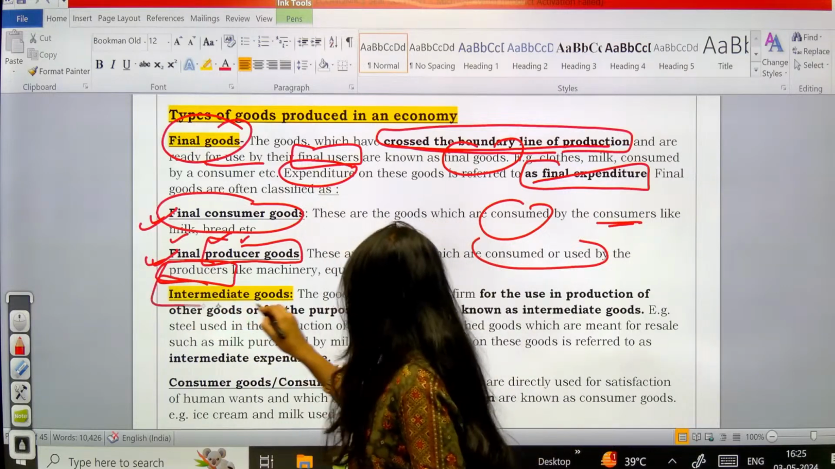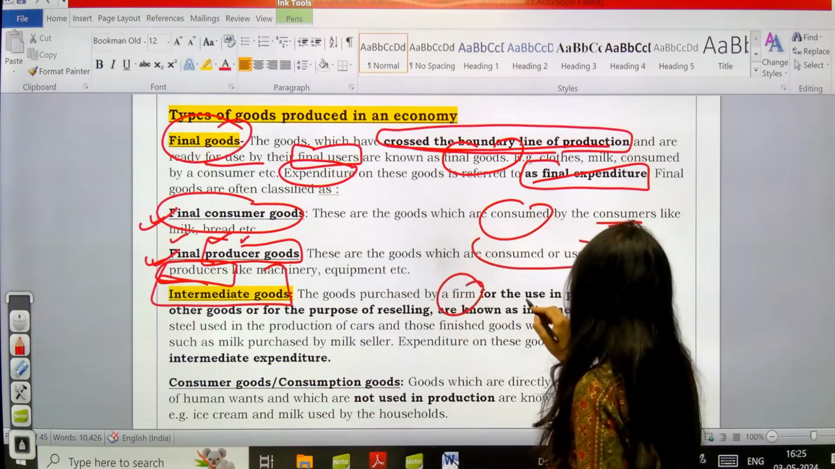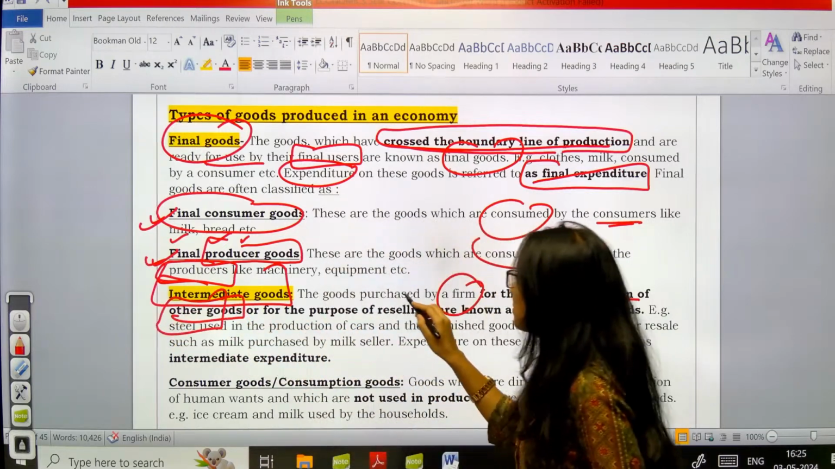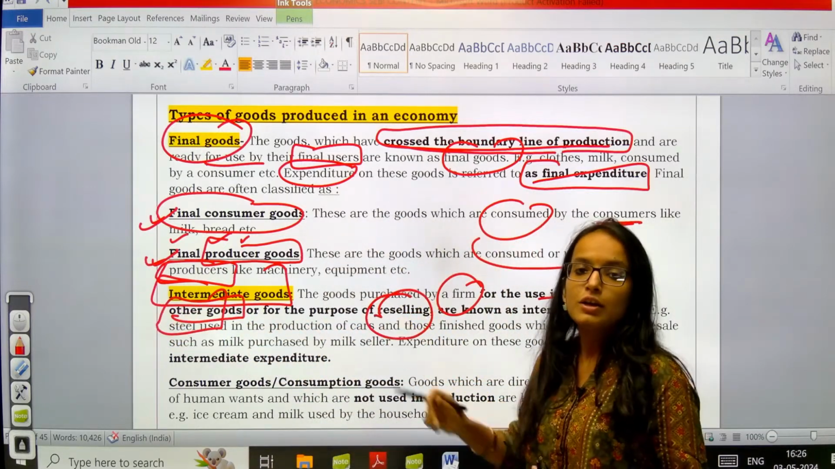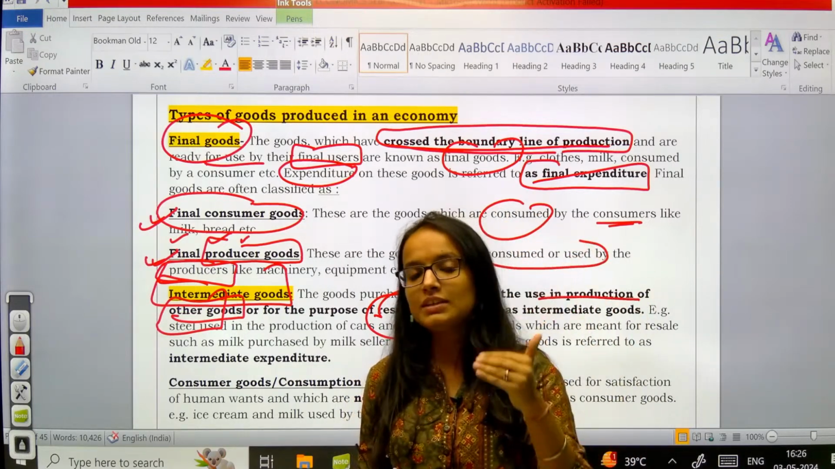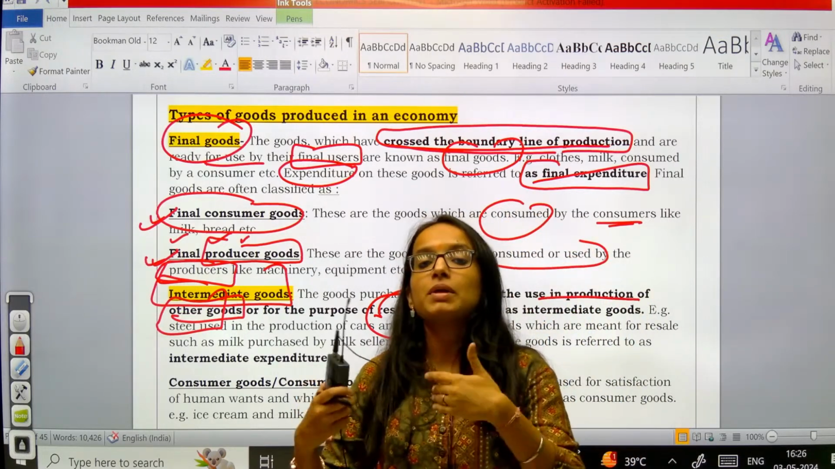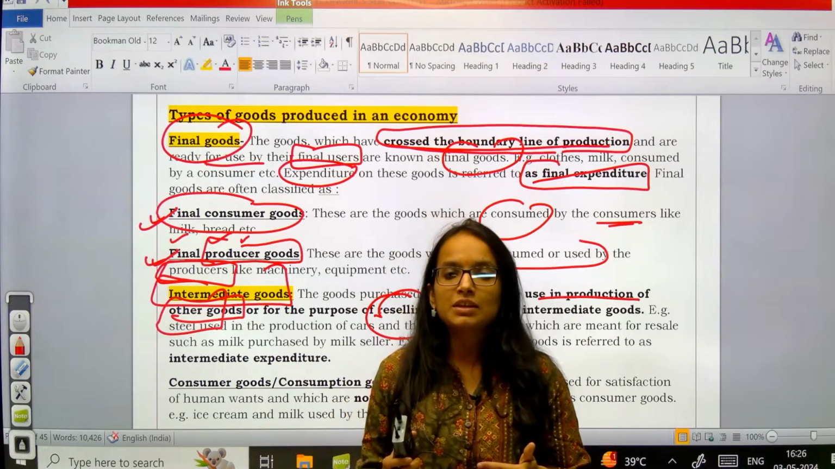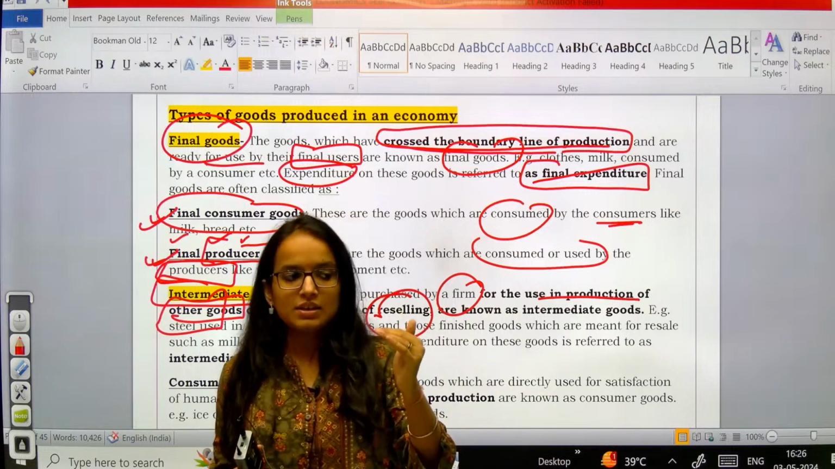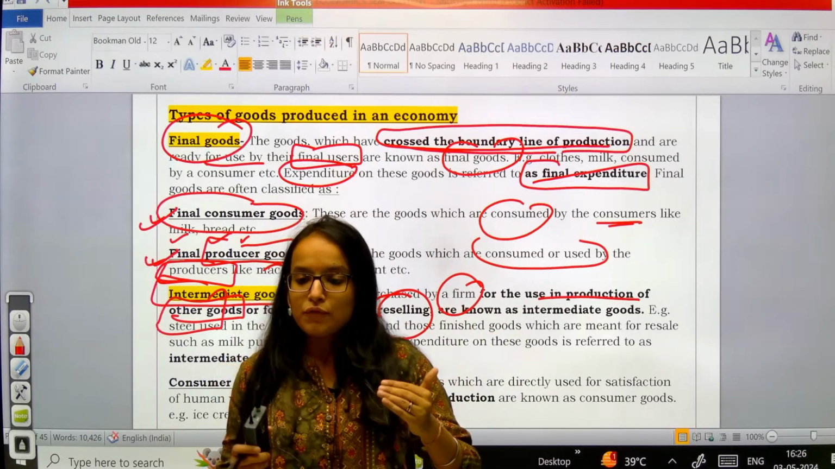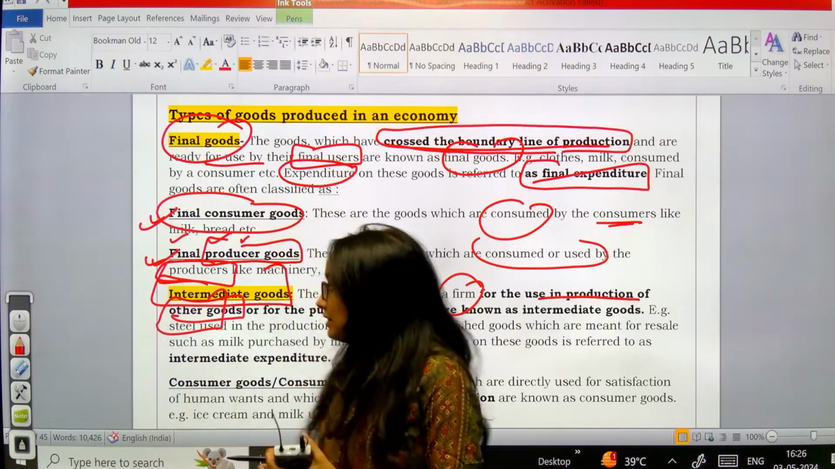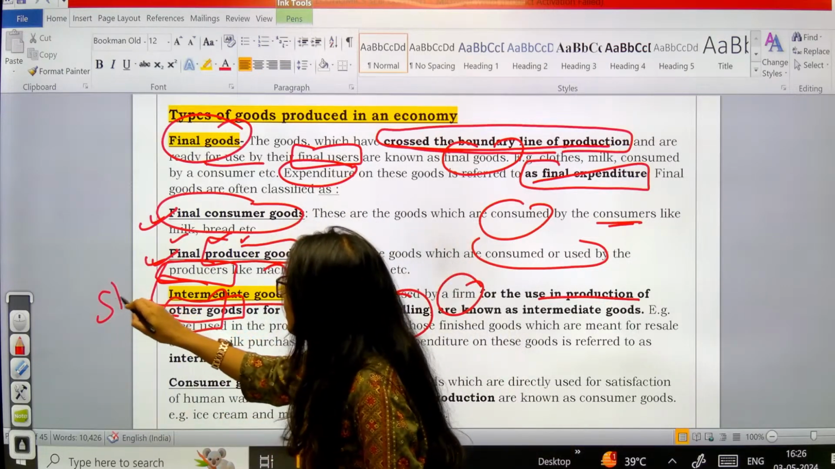So intermediate goods are the goods which are purchased by a firm for use in the production of other goods, or for the purpose of reselling. So intermediate goods have two purposes. Either you are using the intermediate goods for producing some other good, or you are using the intermediate good for reselling it. For example, if an industry X buys some bundles of steel for using it, say, for the production of any machinery, that steel would become an intermediate good.